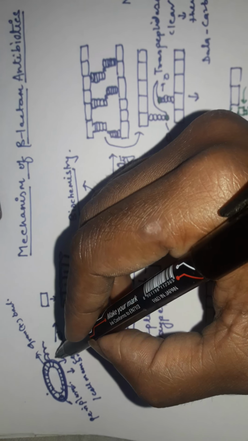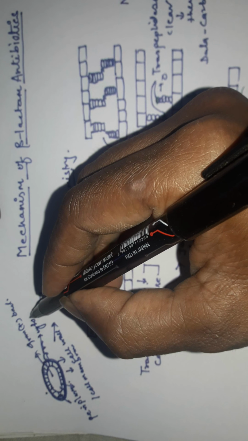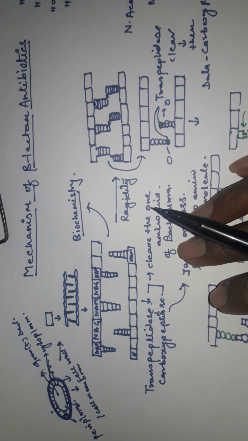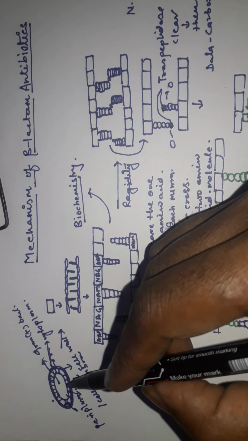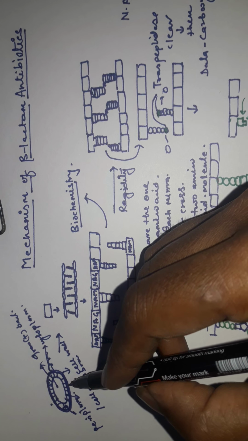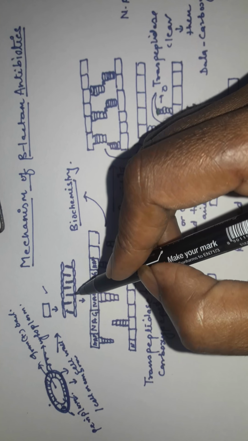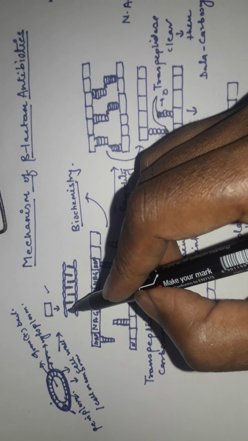This is the cytoplasm, the inner space is filled with cytoplasm. I have cut one part of the cell wall, so this is the cell wall part. If you see the inner chemical composition, the structure is like this.